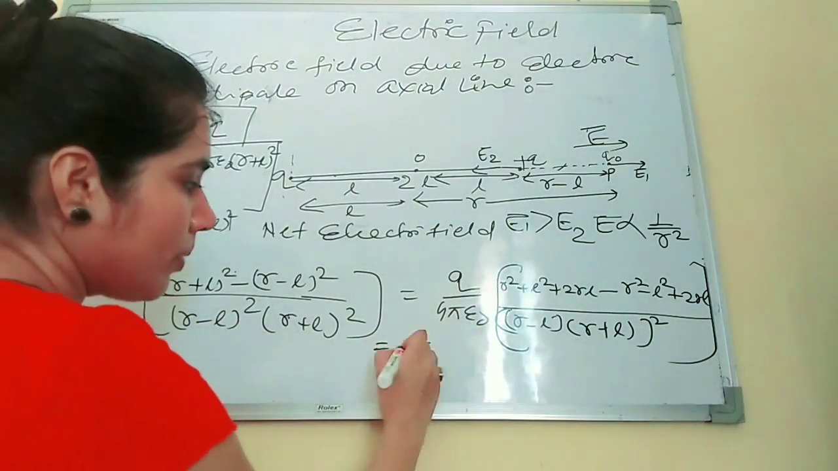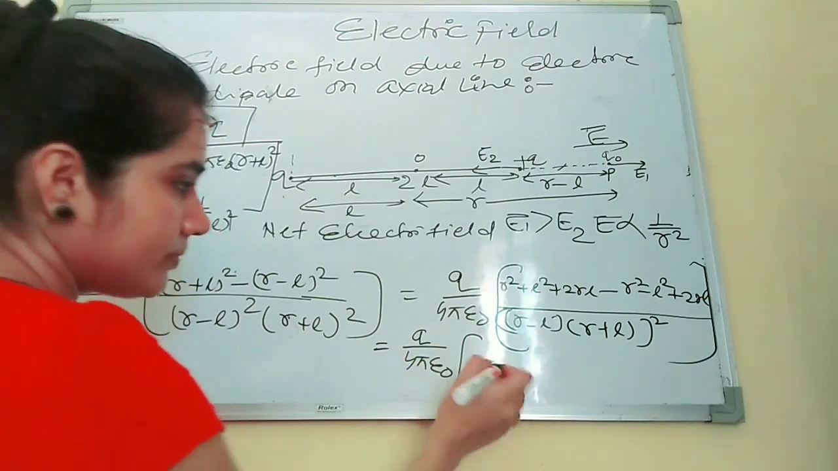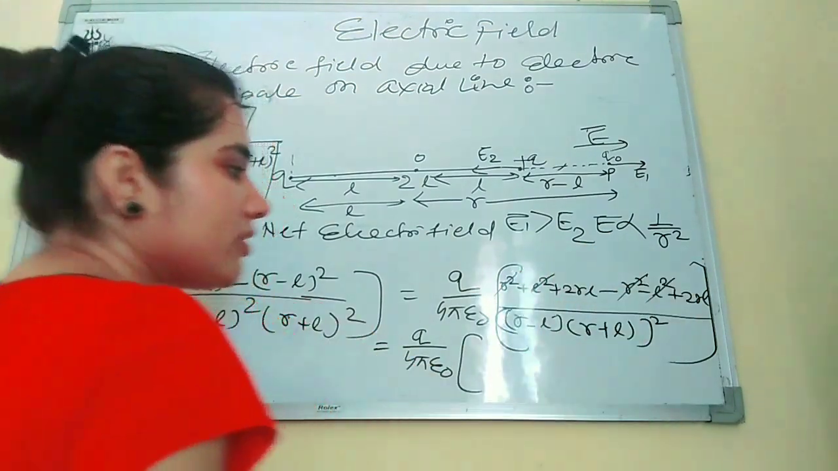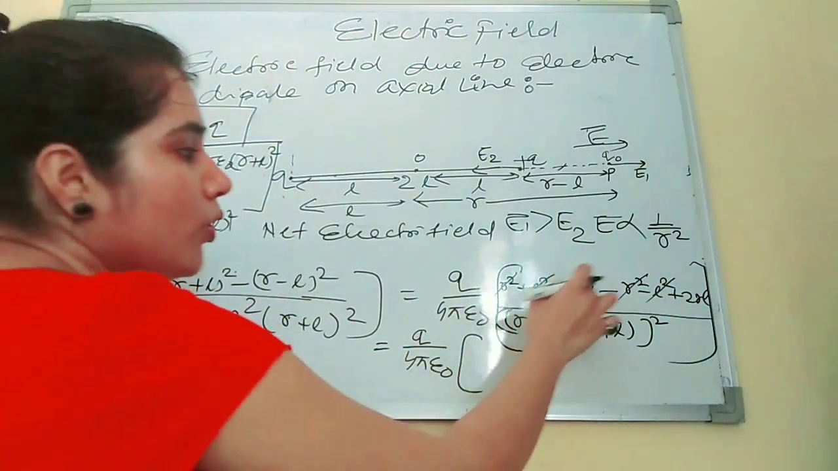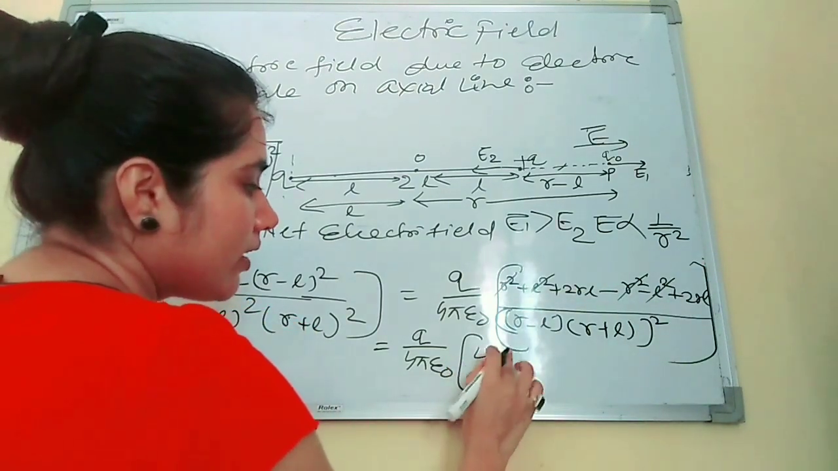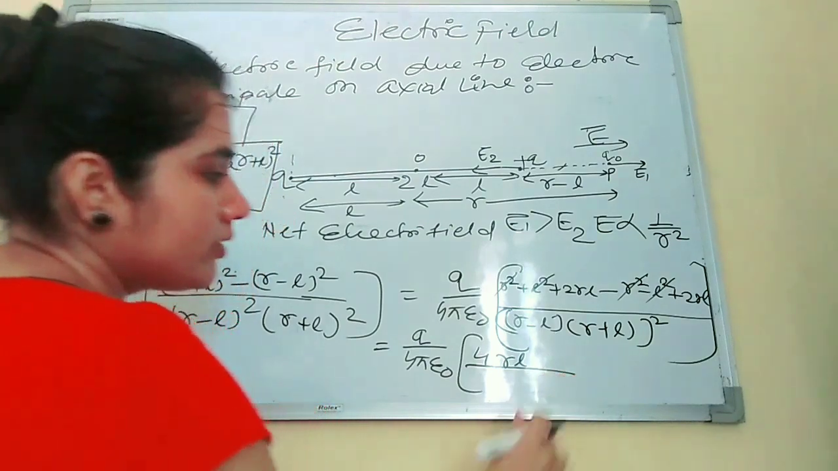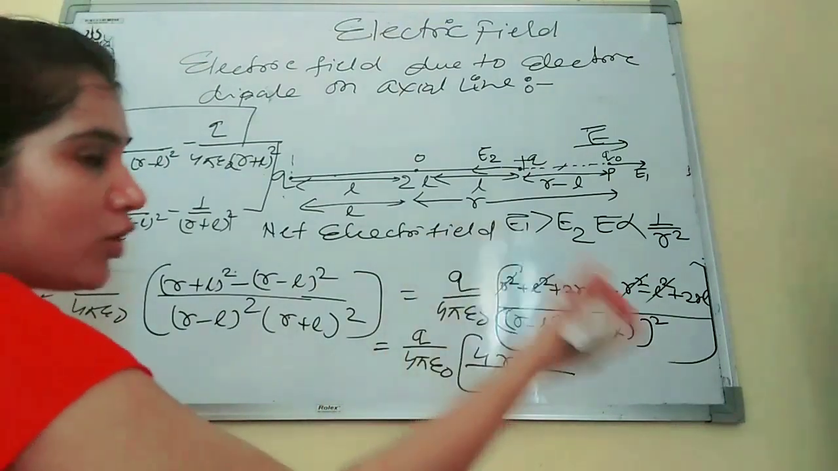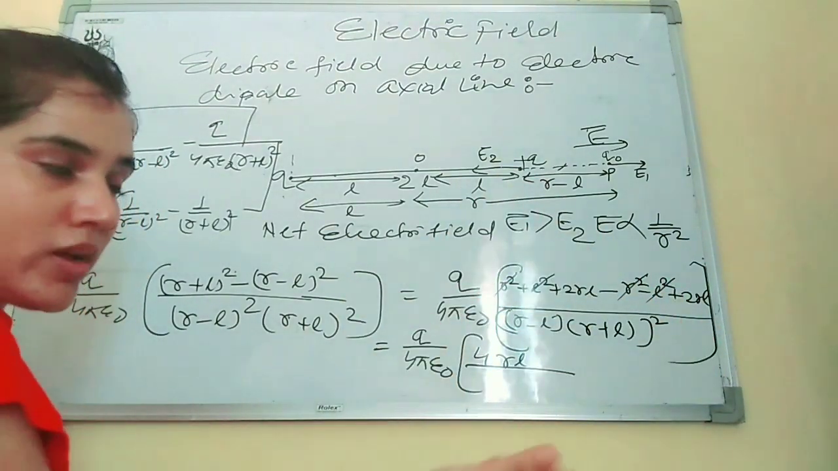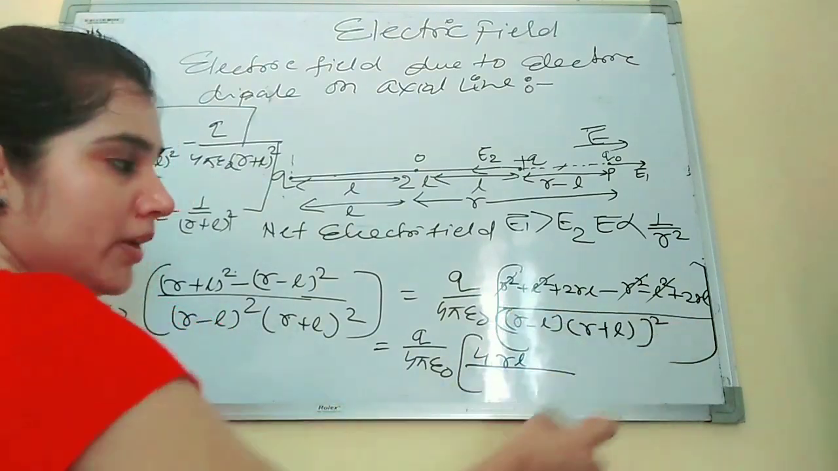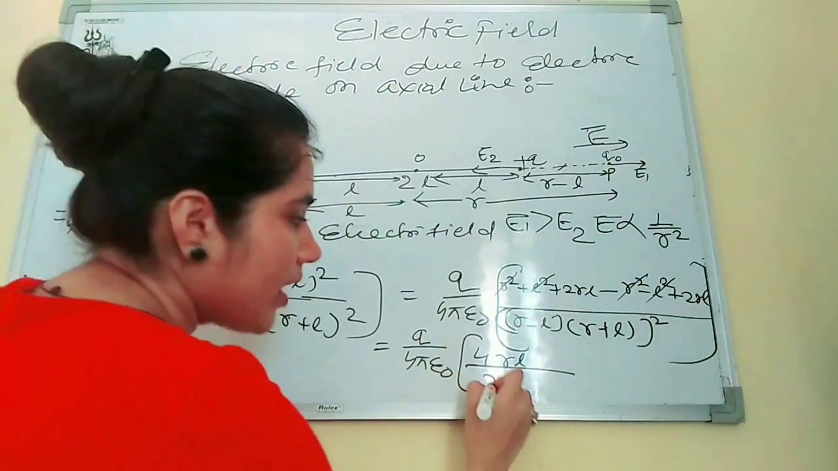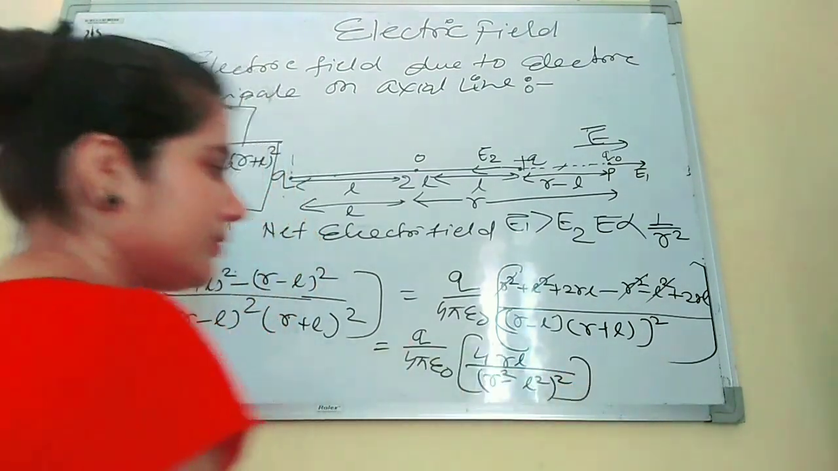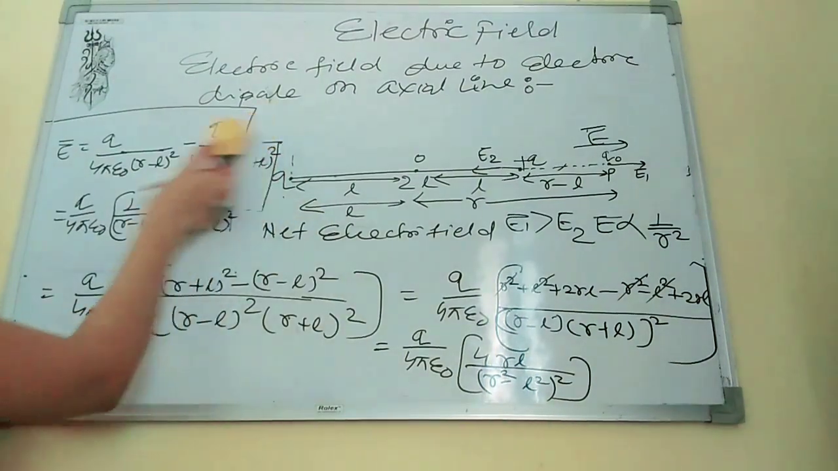So it will become Q upon 4 pi epsilon naught, r square minus r square, L square minus L square. These terms will be cancelled out. Then we will get 4rL upon, now you are seeing the formula of a square minus b square. If we open a square minus b square, we will get (a minus b)(a plus b). So it will simply be (r square minus L square) whole square. We can write it like this. Now again we are rubbing it.